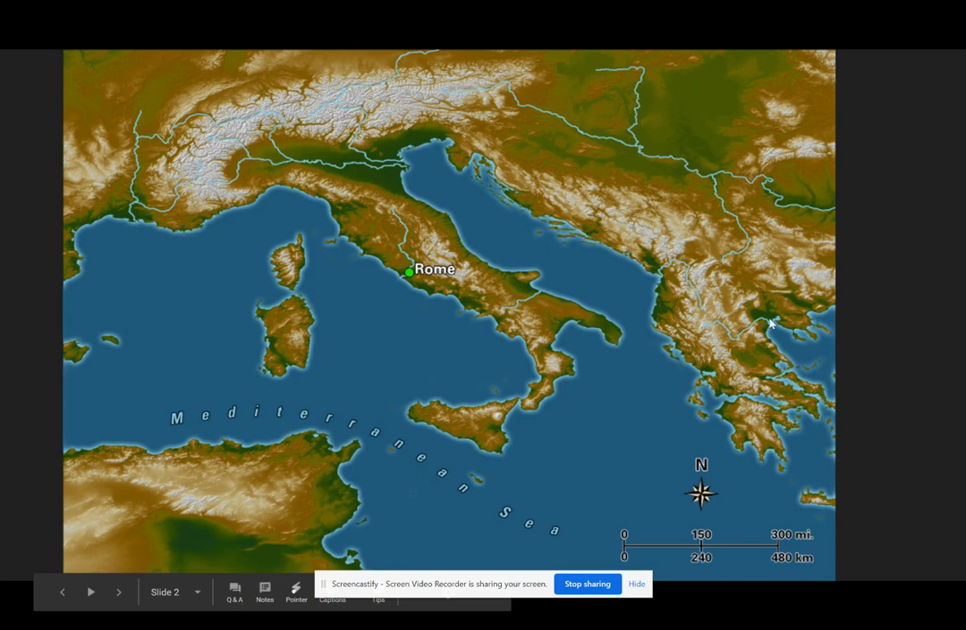Greece is right over here nearby. Okay, and the rest of Asia over further to the east. North is the rest of Europe, of which Italy technically is part of. And down here to the south is Africa.